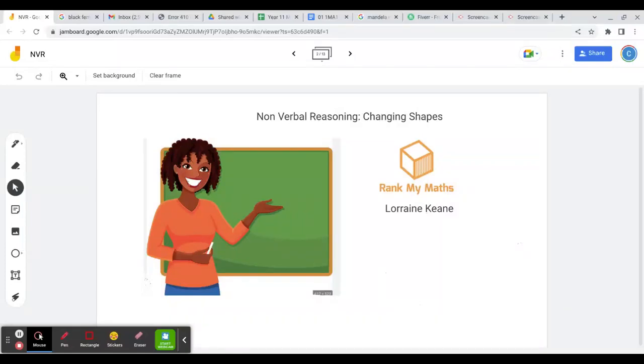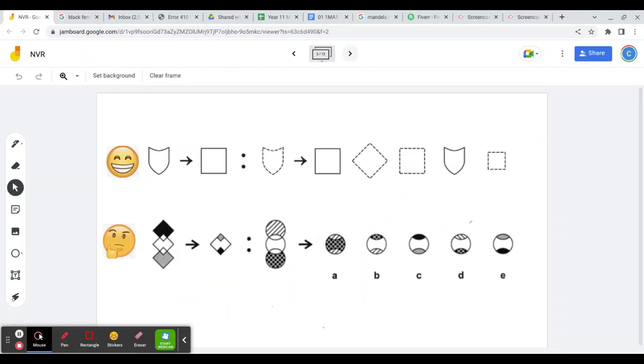My name is Lorraine and I'll be showing you how to work out changing shapes non-verbal reasoning questions. Okay, so as in everything that you learn at school, there are some easy questions and some that are more difficult. So I'm just going to introduce the topic if you don't know it or haven't seen it before. I'm showing you how these kind of questions can be quite easy sometimes, and then they can also get a bit tricky. So look at the first one where the guy is smiling. Let's explain how to do these.